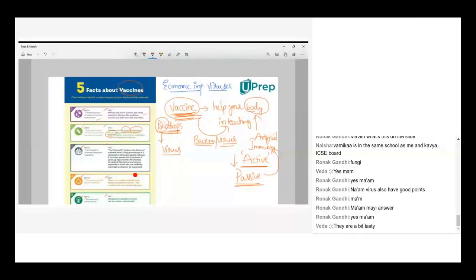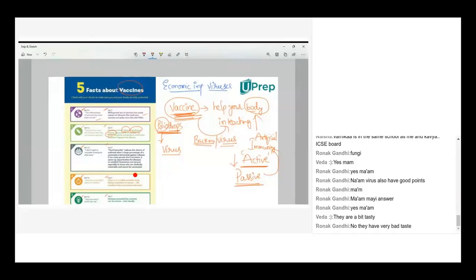If polio drops are not given... yes, they're tasty. Some sugary fluid is mixed with the polio drops. Yes, Veda. Okay, coming to the subject. The drops are so tasty. They taste bad to Ronak. Okay, different people have different tastes.